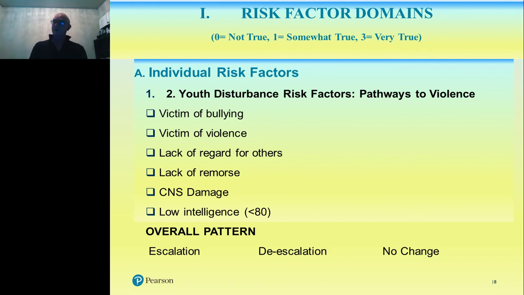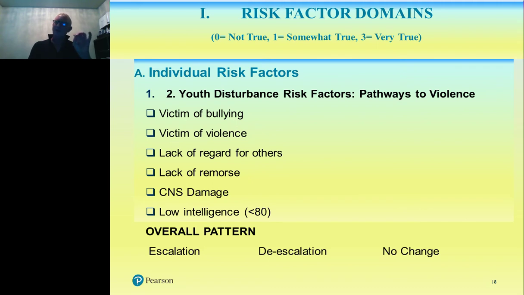But being a victim of violence is actually a potential stage, particularly for reactive aggression, if you feel like you have to defend yourself. So the child who is constantly bullied and then comes to school with a knife or a gun because they're really fearful for their life may end up in a reactive scenario of that child defending themselves. Lack of regard for others.